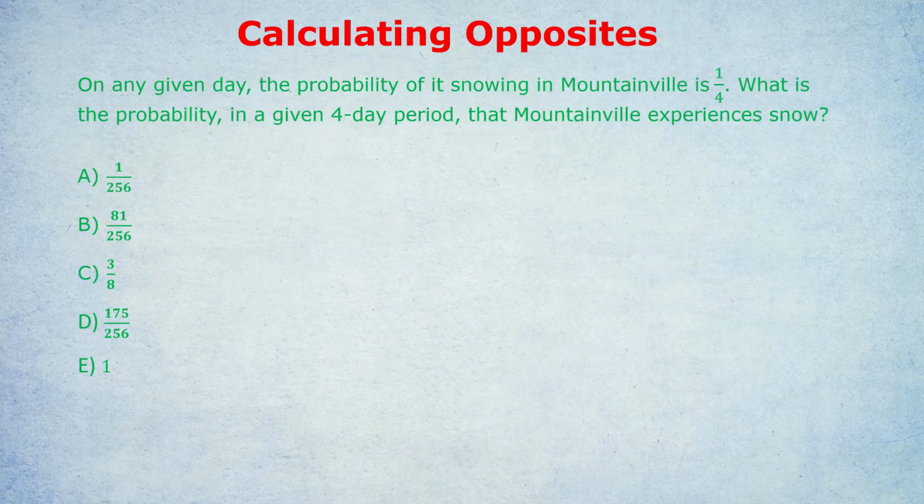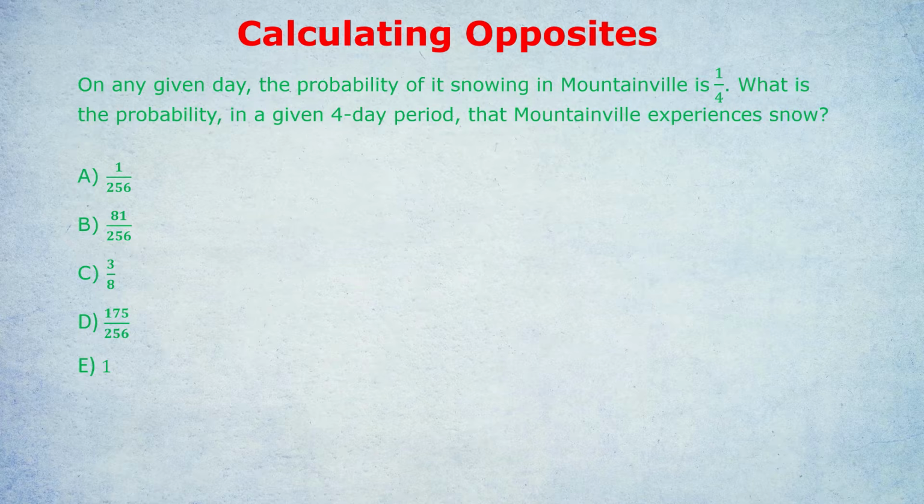So feel free with any of these explainer topics to pause the video, try them yourself, and see if you get them right. Because the next 2 questions are going to be about calculating opposites. What do I mean by that? Here's the question. On any given day, the probability of it snowing in Mountainville is 1/4. What is the probability in any given 4-day period that Mountainville experiences snow?